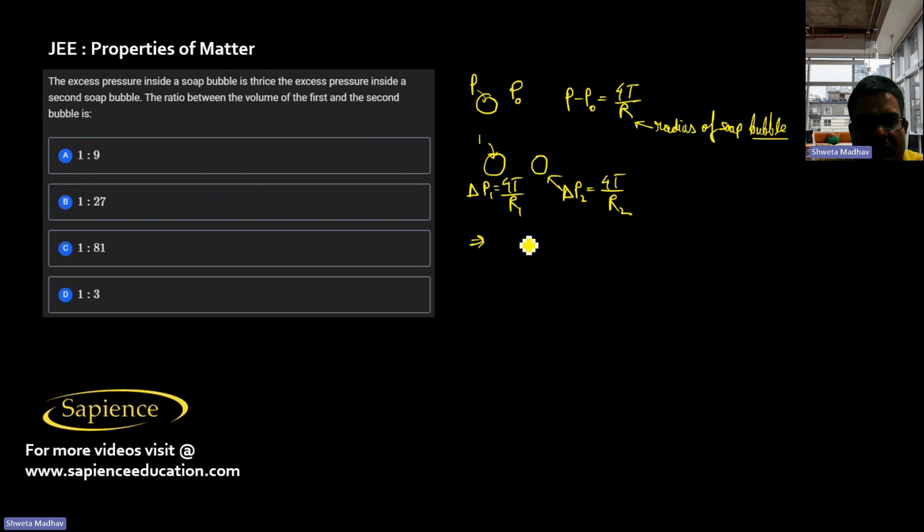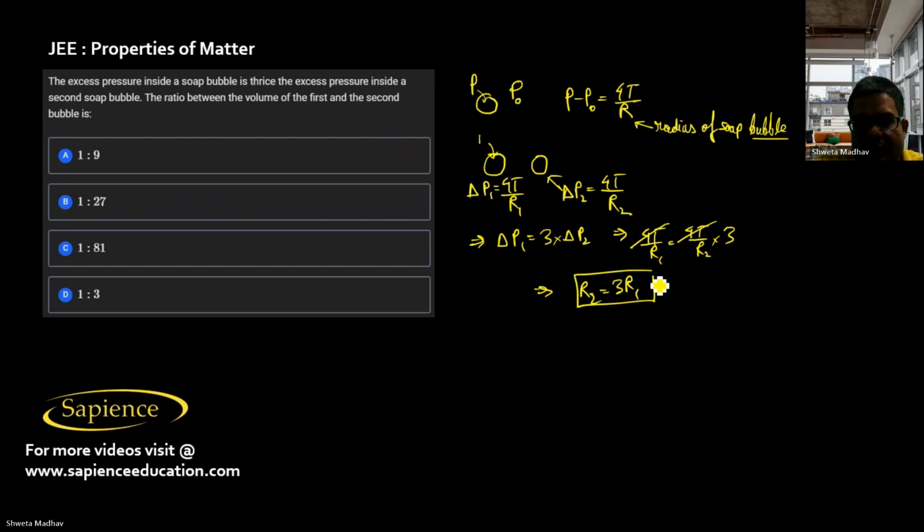So then here it is told delta P1 equals 3 times delta P2. It means that 4T by R1 is equal to 4T by R2 into 3. So 4T will cancel. So I can say that R2 is equal to 3R1. Therefore, you can see that R1 by R2 is equal to 1 by 3.